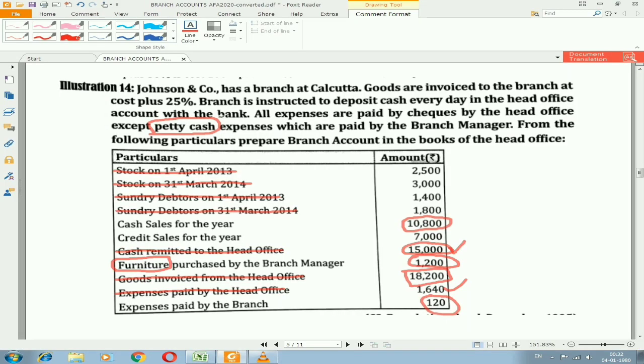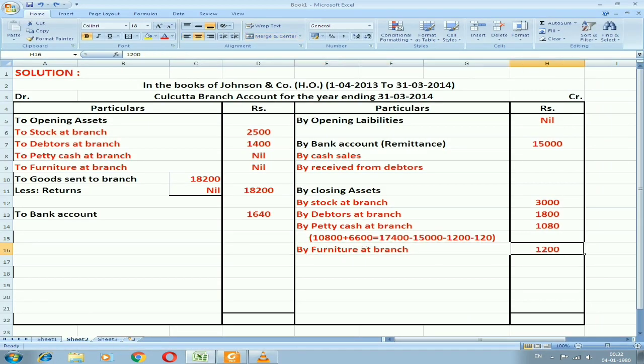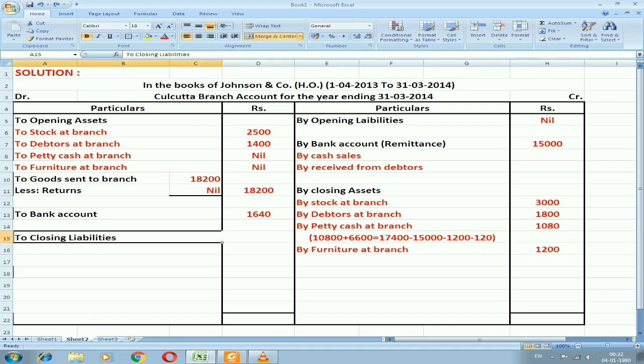So after deducting everything, we need to see for furniture closing account. As I told you, the furniture will not have any opening balance, but in between the year they have purchased one furniture. That furniture value is 1,200, so that will be the closing value for that particular year. So that is the reason I have entered 1,200. On the closing liability, we don't have anything because the opening liability will be nil, closing liability also will be nil.